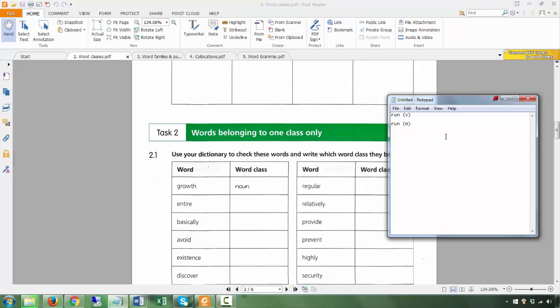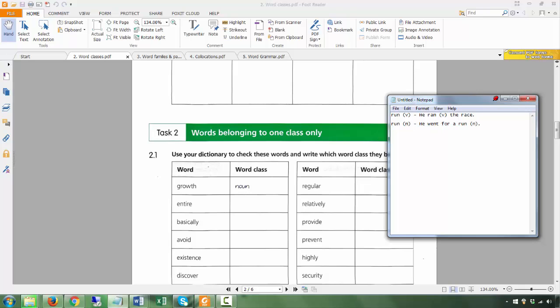But what does a word run as a noun mean? For example, he went for a run. Okay, that's a noun, right? So if you say he went for a run, okay, that's a noun. He ran the race. That is a verb, this is actually in the past simple tense. Okay, but it's a verb, right?